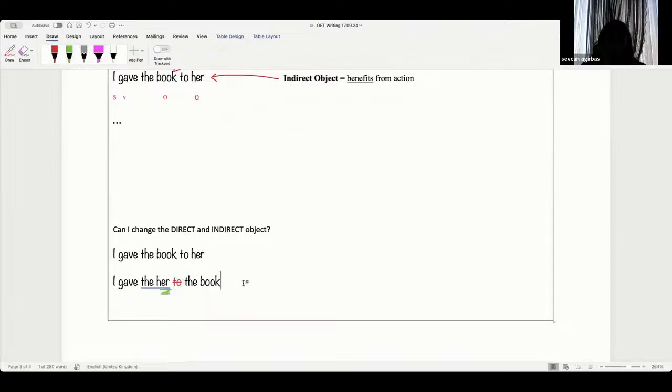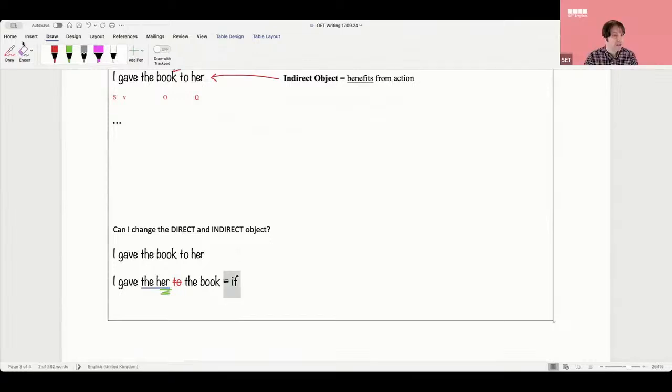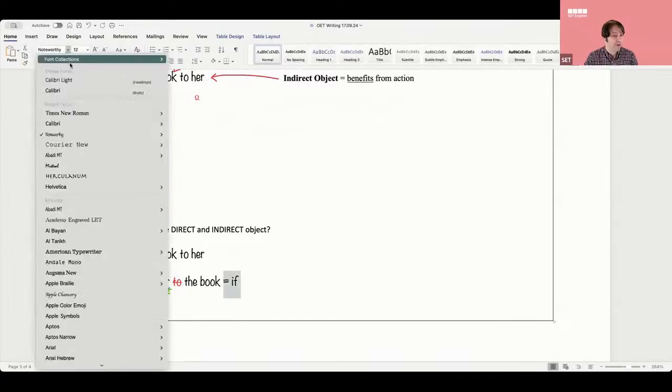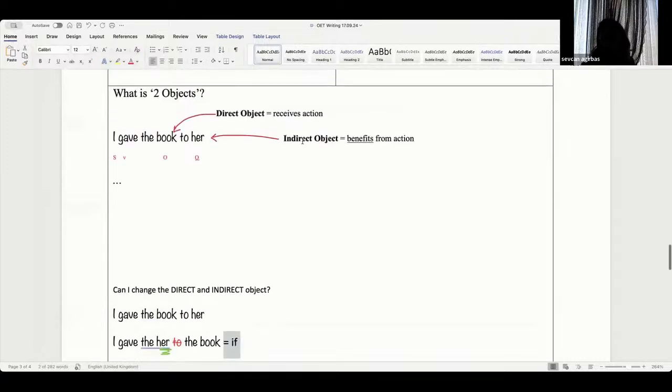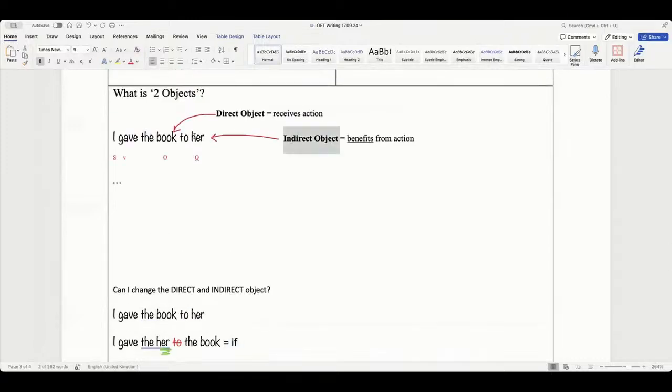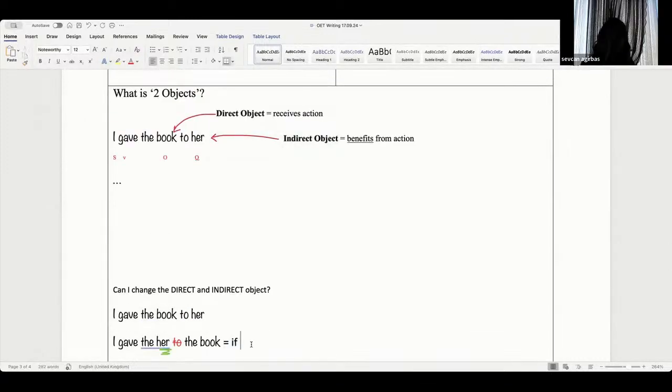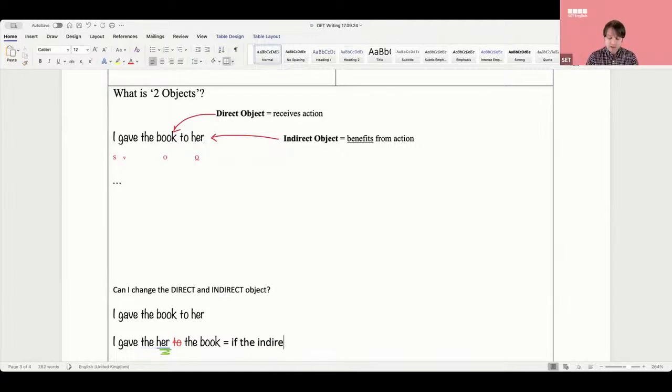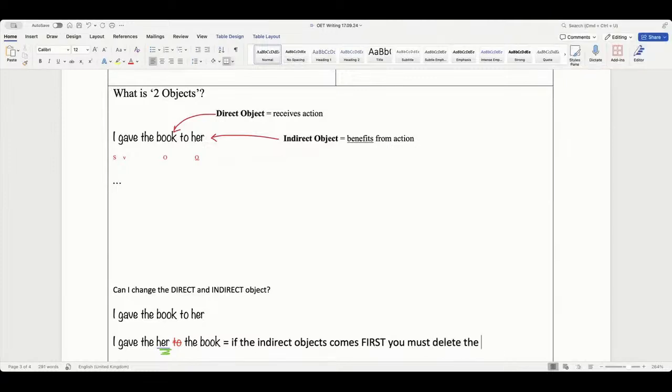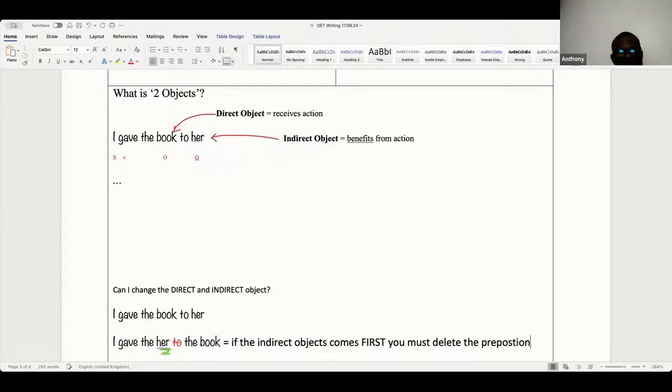So is this the direct object or the indirect object? Her. Indirect. Okay, yes. If the indirect object comes first, Anthony, you must delete what? The preposition. Preposition, guys.